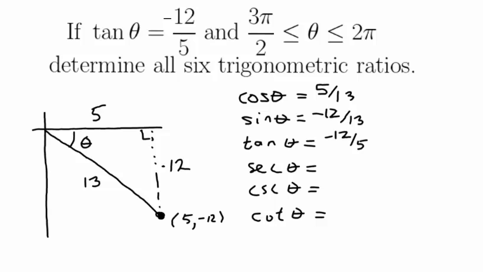To fill in the remaining 3, we will use the fact that they are reciprocals of the existing ratios. So secant of theta is the reciprocal of cosine of theta, so here we get 13 over 5. For cosecant theta, we'll get negative 13 over 12, and for cotangent of theta, we will get negative 5 over 12.